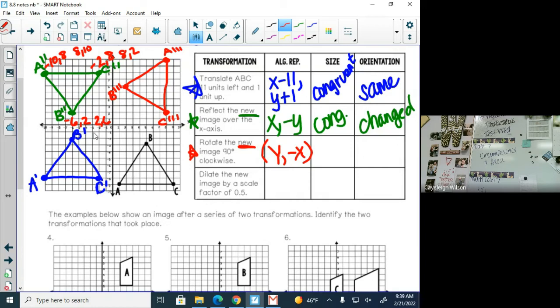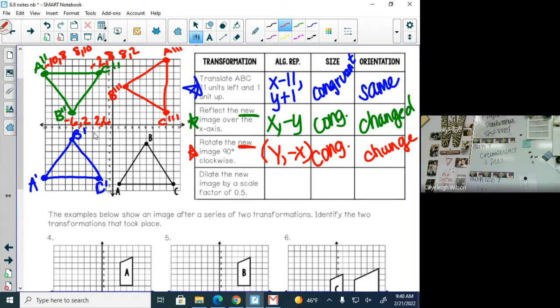All right, would you say that the size stayed the same or changed? Same size still, so still a same congruent size. And would the orientation stay the same or change? Change, because this kind of goes on its side.